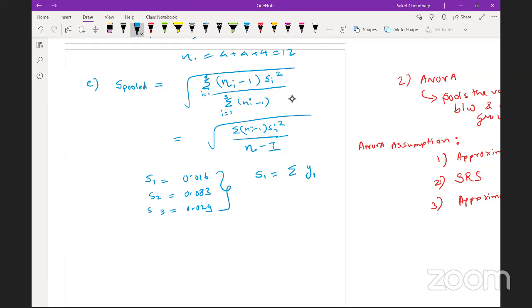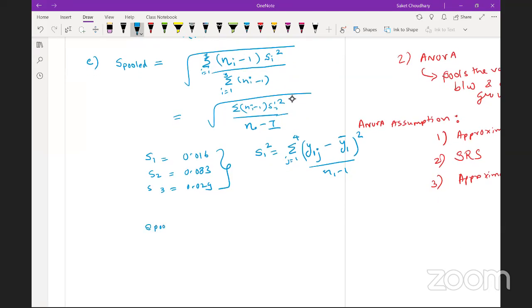So Y1j represents all the points coming from group 1, and j represents which data point I'm looking at. So j goes from 1 to 4 because there are 4 data points. And then I'm looking at Y1 bar, which is the mean of the values in the first group, divided by ni, which is n1 in this case, n1 minus 1. This is squared. You can take the square root to get S1. And if you just plug in all the values here, you'll get the pooled value as 0.206.